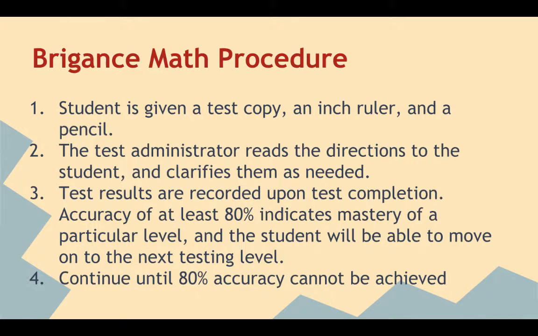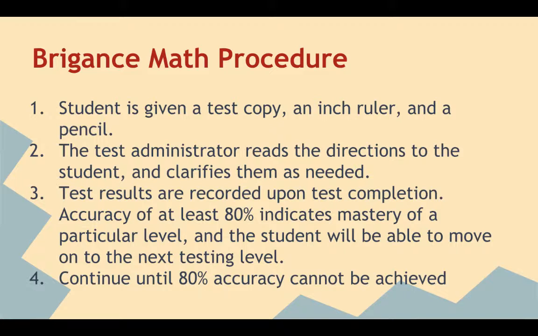The Brigance test is our criterion reference test that we go to for determining strengths and weaknesses and the level that a student is able to test at. And this is the basic math procedure. The student is generally given a test copy, a 1-inch ruler, and a pencil. Then the test administrator will read the directions to the student and clarify them as the student needs.